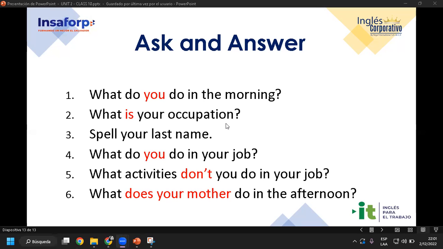Now, number two, volunteer for reading. What is your occupation? Esto lo vimos la primera semana. ¿Cómo responde esta pregunta? I am a senior lawyer. Very good. What else? I am an employee. All right. Quiero que digan su real occupation. I am a cashier. I am an assistant. I am a lawyer. I am a teacher. I am a counselor. Good.